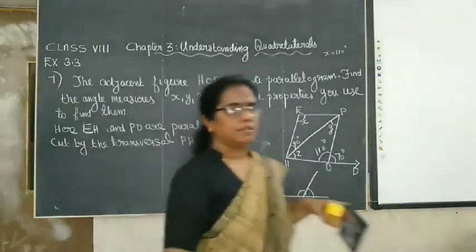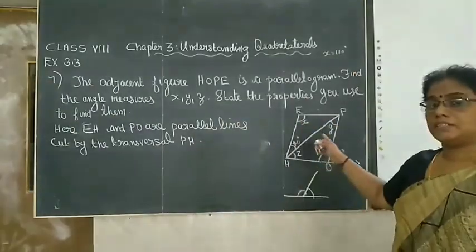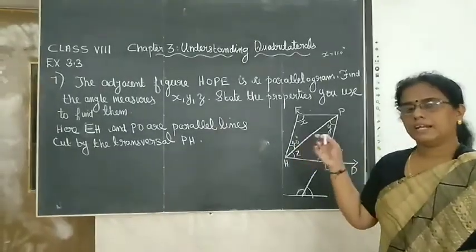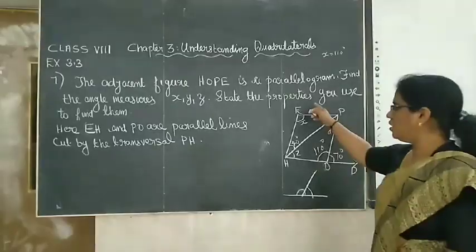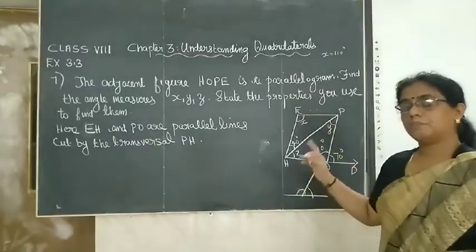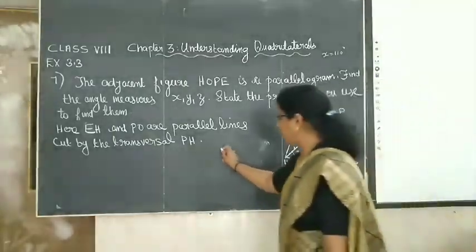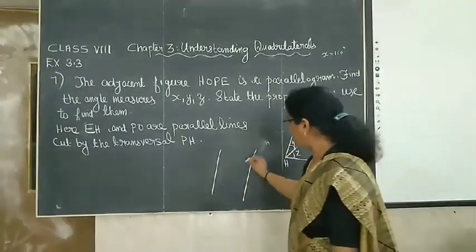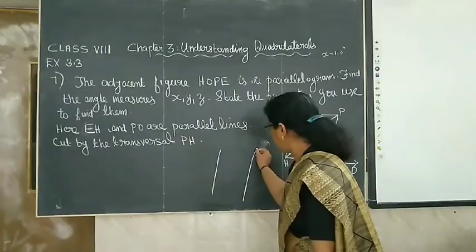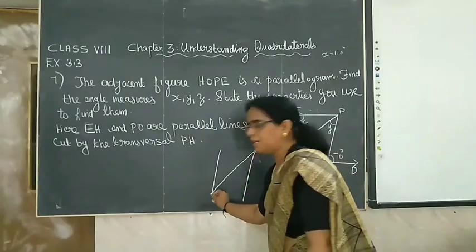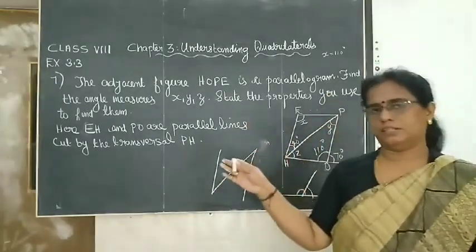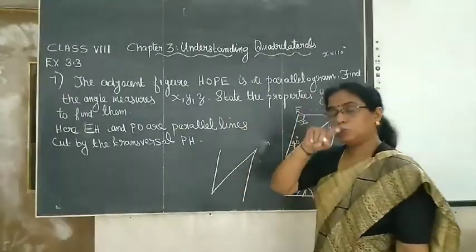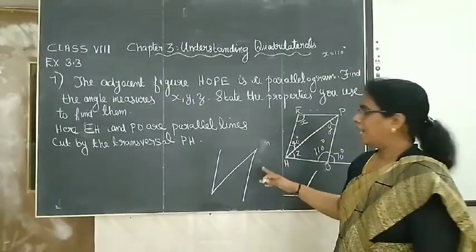That is this transversal, this term you are remembering, maybe that you studied in class 7. That is when two parallel lines are cut by a transversal. Suppose the two lines are like this. These are parallel lines and cut by a transversal. That is when one line is cutting the two lines, that is called a transversal. Here two parallel lines are there. Another line is cutting the two lines. That is called a transversal.